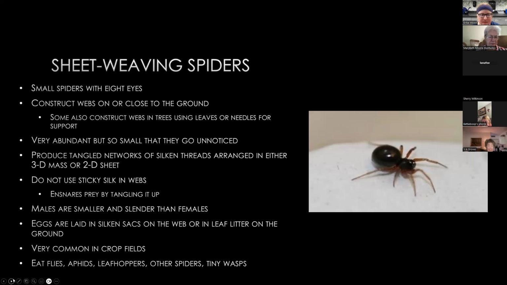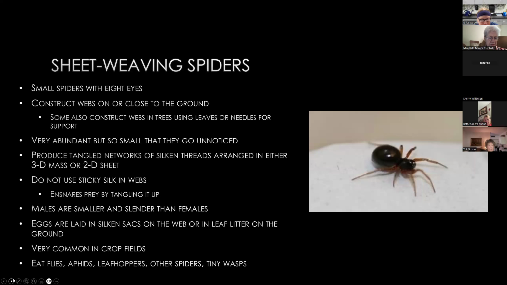Again, you're going to see this in a lot of our ag fields, a lot of our crop areas. And they can be very beneficial because they are going to eat what we consider pests on some of our ag crops. Things like aphids and leafhoppers can be a problem on some of our different food crops. And so this type of spider, as little as it is, makes a difference with kind of eating up those insects. But they can also eat other things like flies, other spiders, and tiny wasps as well.